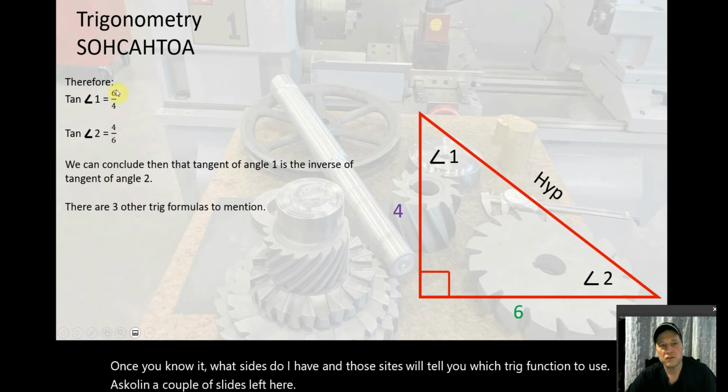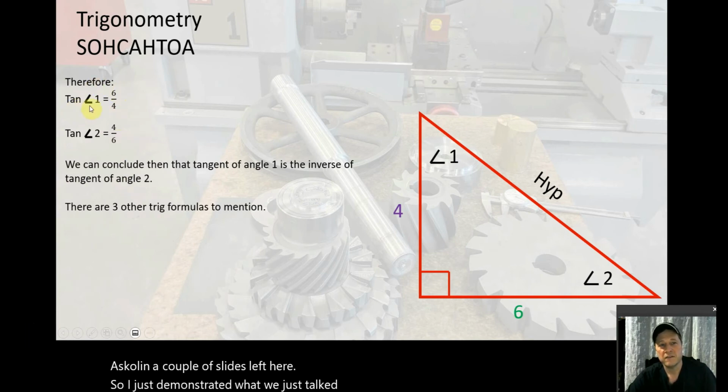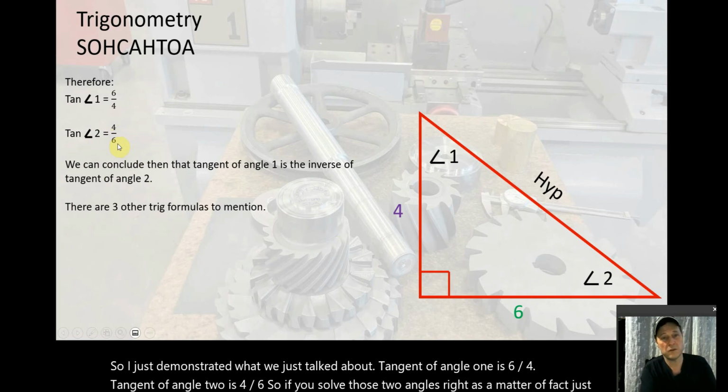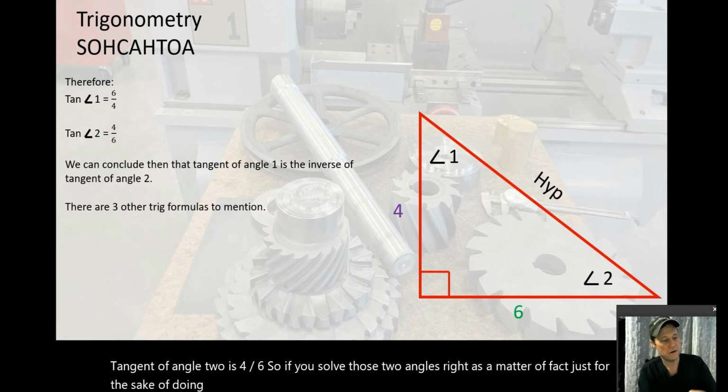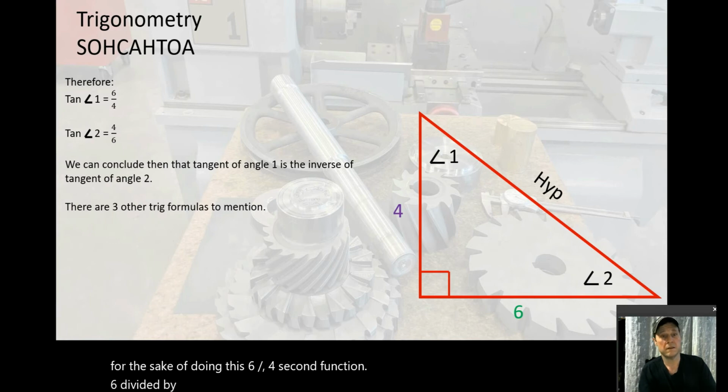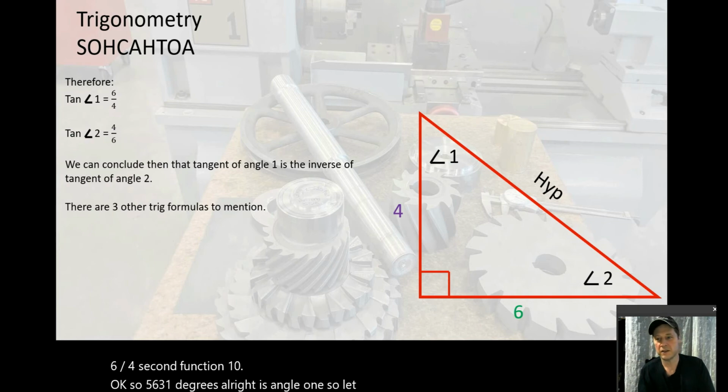So I just demonstrated what we just talked about. Tangent of angle 1 is 6 divided by 4. Tangent of angle 2 is 4 divided by 6. Just for the sake of doing this, 6 divided by 4, second function tan. Okay, 56.31 degrees is angle 1. So let's just round it, 56 degrees.